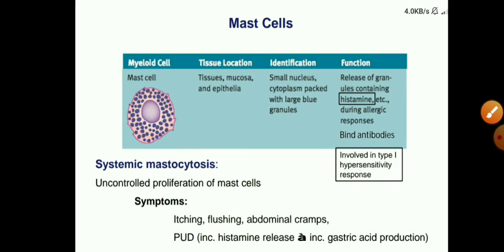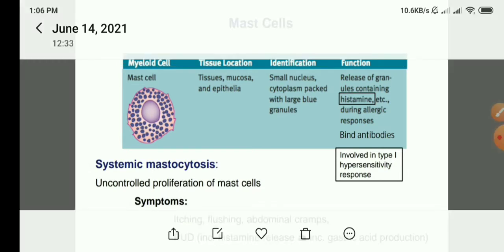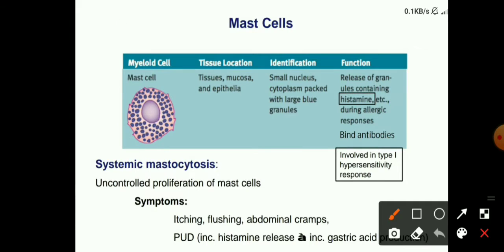And now we have mast cells. Mast cells are really important cells, located in tissue, mucosa, and even in epithelium. We can identify them by their small nucleus and large blue granules. You can see the granules here. These granules release histamine during allergic conditions or allergic responses.